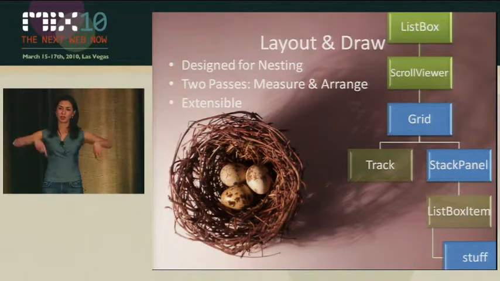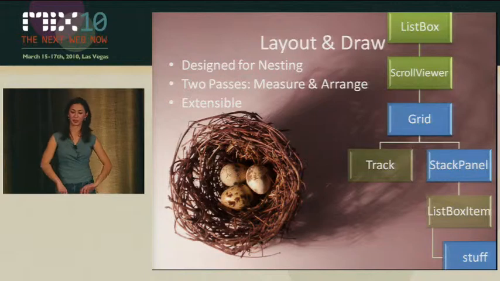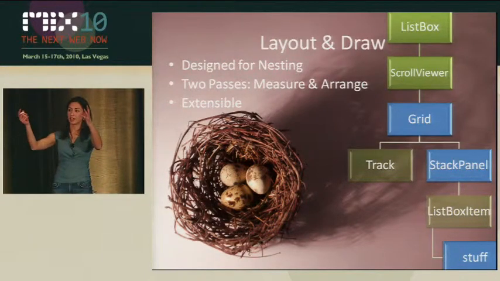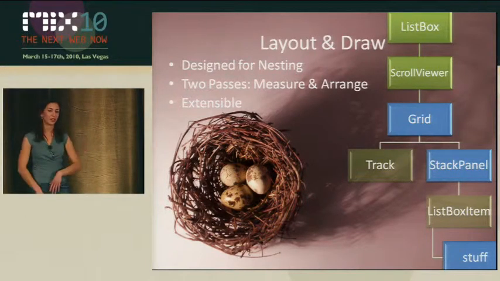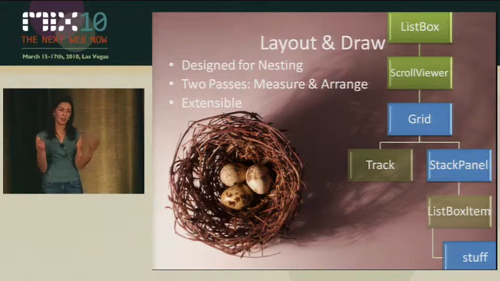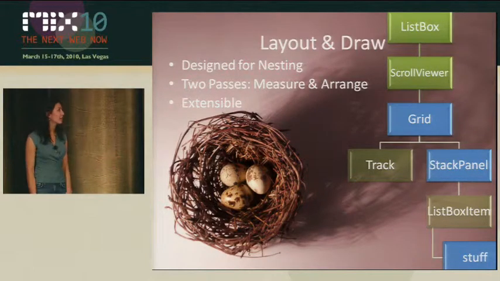We first walk through the tree recursively for a measure. How big are you? How big are your children? How big are your children's children? And then we next go and say, okay, I know that you want 3,000 pixels in height, but you only get 800. So let's walk back down and arrange at the size of 800. And at that point, Scroll Viewer says, oh, let's add in a track or scroll bars on the desktop, et cetera. This is the same as on Silverlight Desktop.